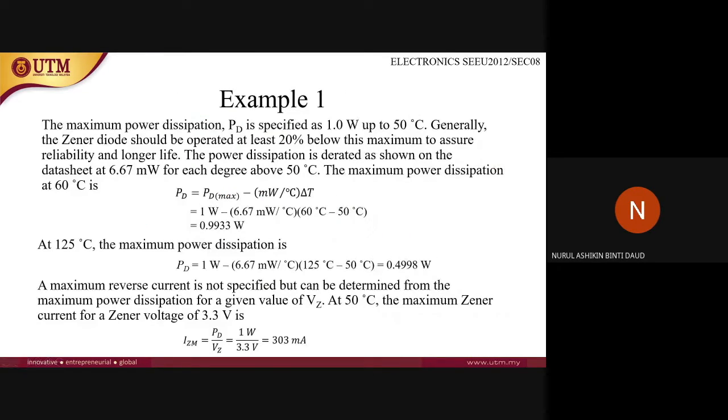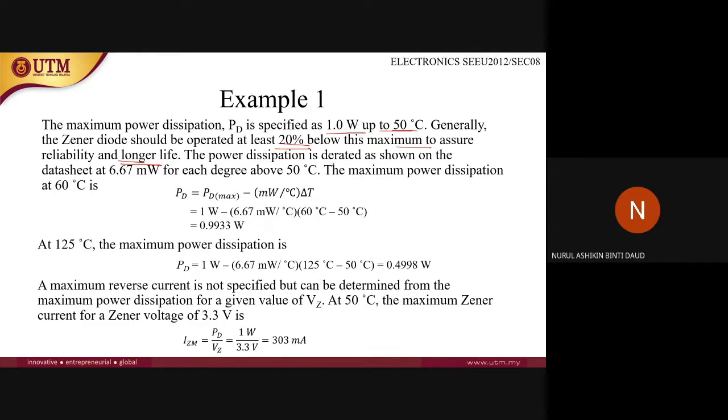All right, let's look at some examples here. The maximum power dissipation, PD, is specified as 1 watt up to 50 degrees Celsius. Generally, the Zener diode should be operated at least 20% below this maximum to assure reliability and longer life. So this is the maximum; usually it is operated at least 20% below this value, to make sure of its reliability and longer life.